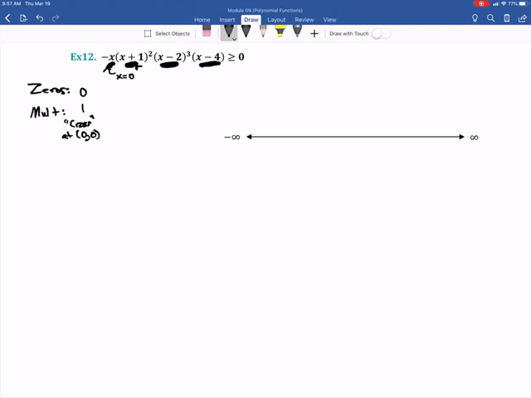Now, x plus 1, of course, that gives us another 0. That equals 0 and x equals negative 1. Now its multiplicity is 2. So again, it's even. So with it being even, it won't cross through, it'll touch and bounce off that point. So it'll touch at the x-intercept of negative 1, 0 and form a turning point.